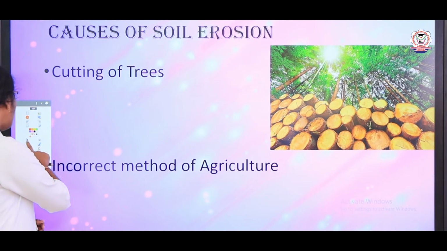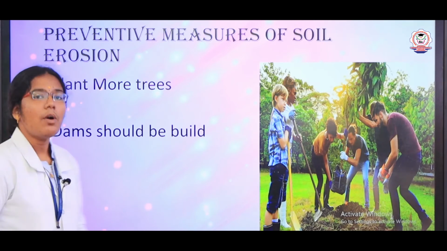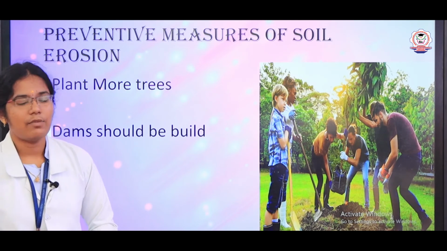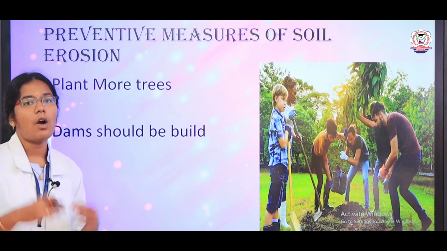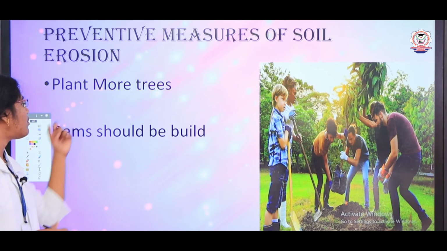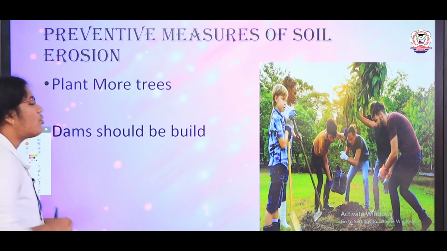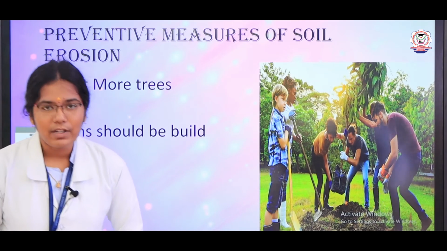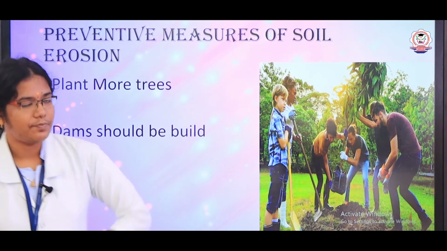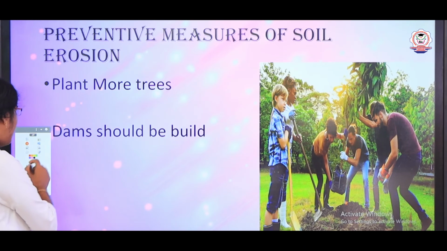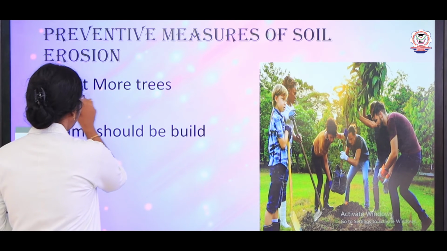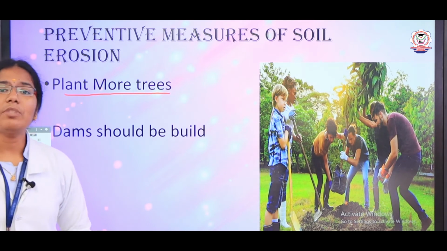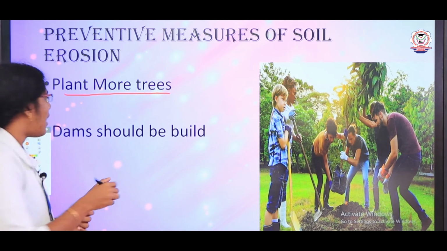Next, we are going to discuss the preventive measures of soil erosion. In order to prevent soil erosion, what are the preventive measures we have? The first one is that we need to plant more trees, which means we need to encourage planting and afforestation. The second point is that dams should be built.